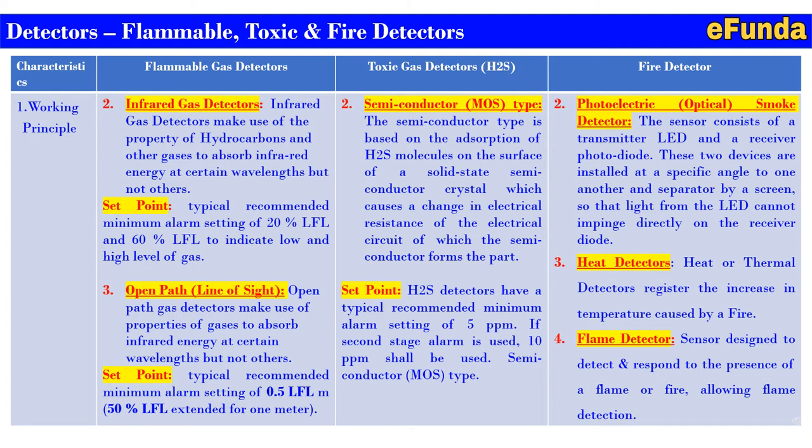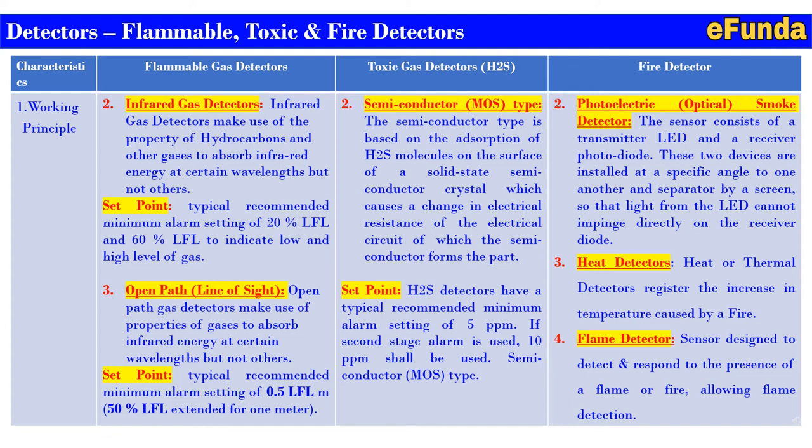Open path gas detectors make use of the property of gases to absorb infrared energy at a certain wavelength, but not others. Set point: a typically recommended minimum alarm setting of 0.5 LFL-M and 50% LFL-M, extended for 1 meter. Under the toxic, the second type, semiconductor, that is MOS type.